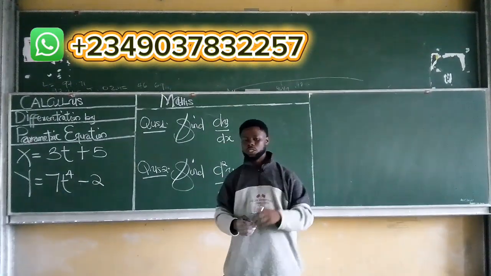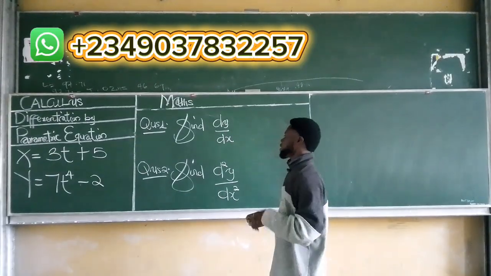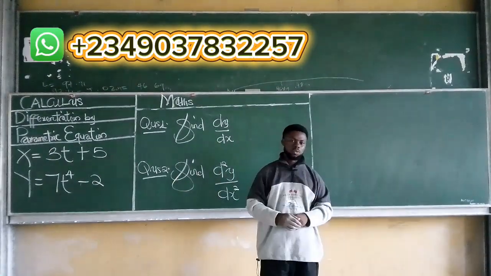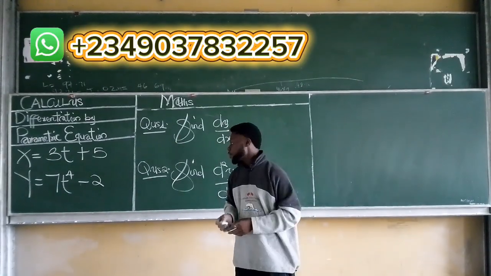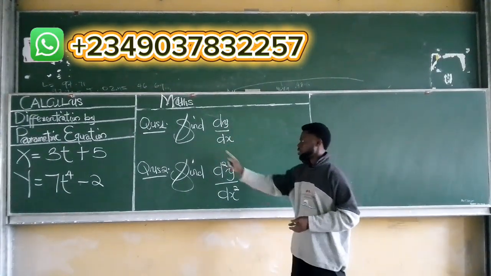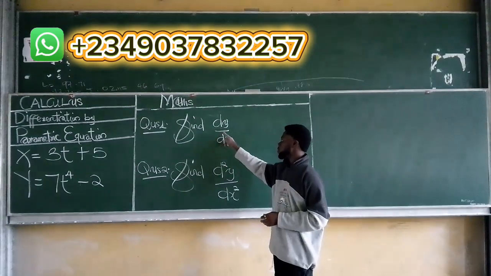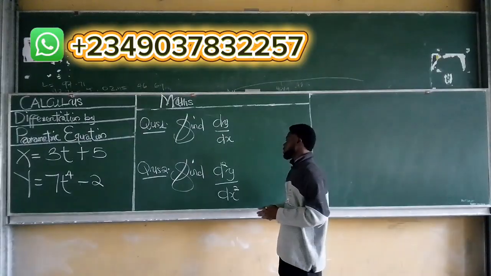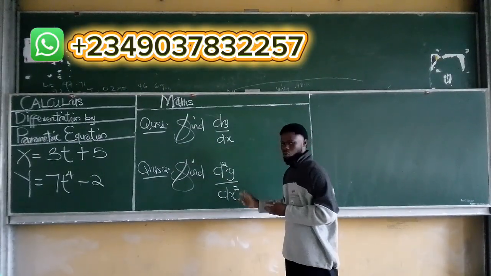Alright, this is the question on the board. The question is x is equal to 3t plus 5 and y is equal to 7t raised to the power of 4 minus 2. So now the question is, first, find dy over dx. Second, find d2y over dx squared.